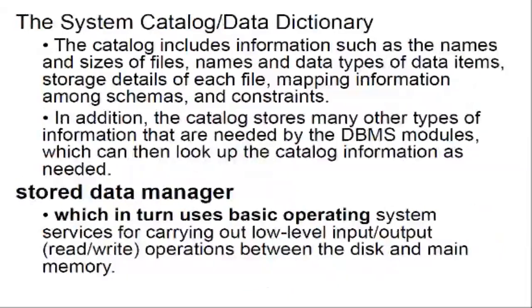And this is about the system catalog, or data dictionary. As we said, the system catalog is mainly used to store your schema-related details, that is, a description of your tables. What is the name of your file, or the name of your database or table you have created, and what data types you have used, and how you are going to store it. Each file and the mapping among schemas, everything will be stored in the data dictionary. In addition, the catalog stores many other types of information needed by the database management system modules.